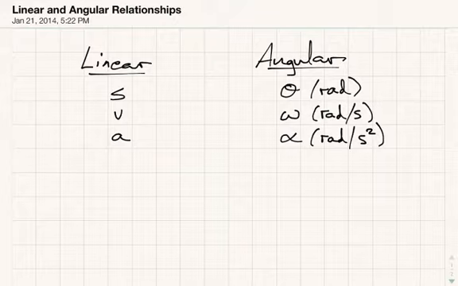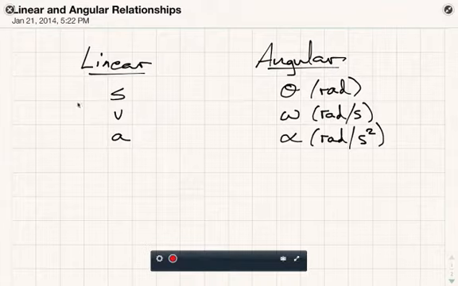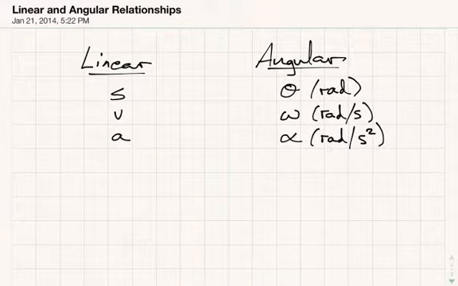What you see on the screen right now are the quantities that we defined last class, where we talked about linear position, linear velocity, and linear acceleration, and we saw the analogies between rotational or angular position measured in radians, angular velocity measured in radians per second, and angular acceleration measured in radians per second squared. Today, what we're going to focus on is how these two sets of quantities can be related to one another.